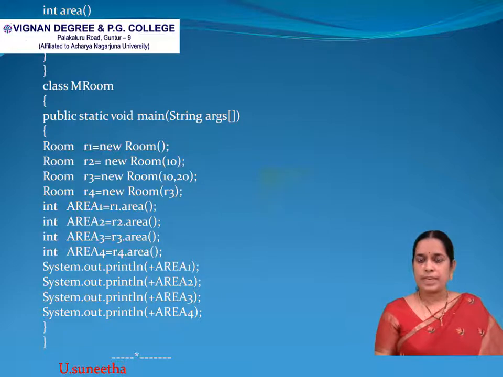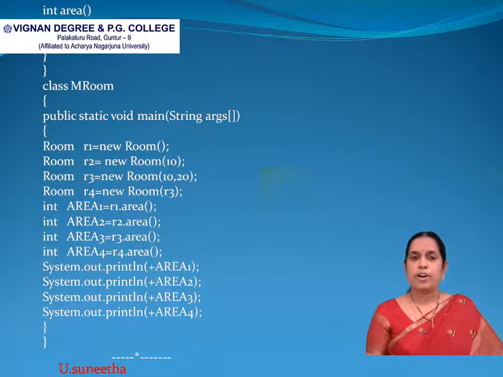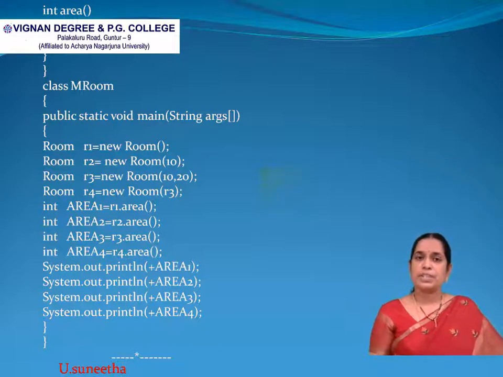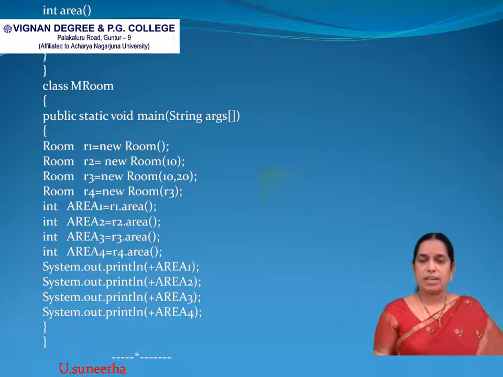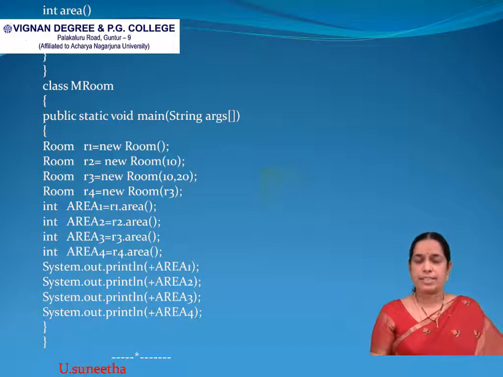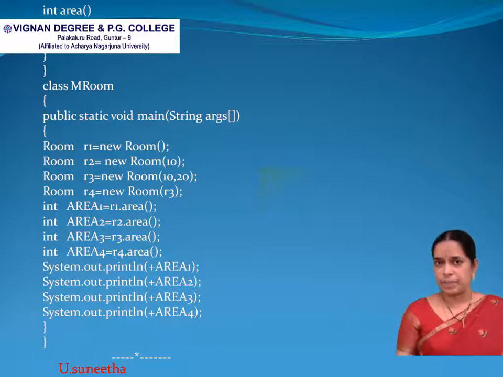So four objects have been created, namely R1, R2, R3 and R4, and all of them have been initialized as soon as they are created. This is being done because we are using the constructors. So finally all of them have got the values, and after these statements we are calling the area method by using the four objects. So R1 dot area, R2 dot area, R3 dot area and R4 dot area have been written for those purposes.